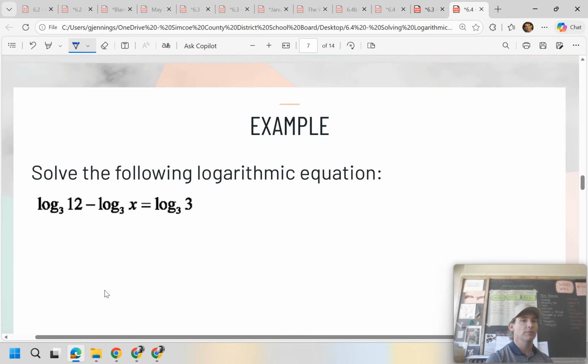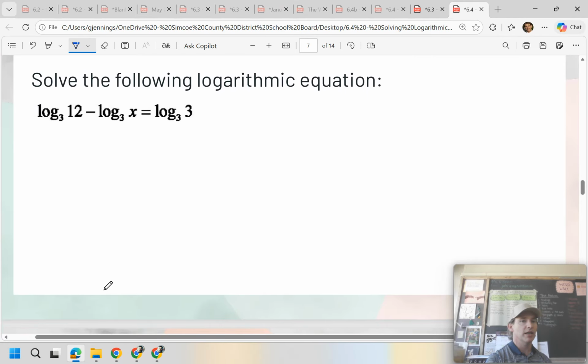Okay, let's go. Write this one down. Copy this one down on your lined paper or blank paper. Log base 3 of 12 minus log base 3 of x equals log base 3 of 3.